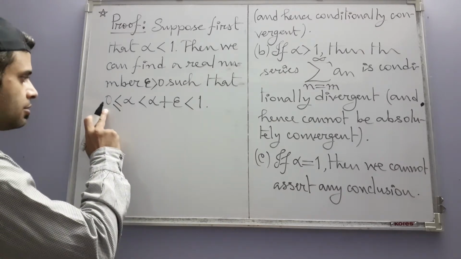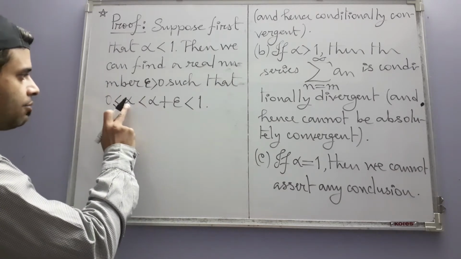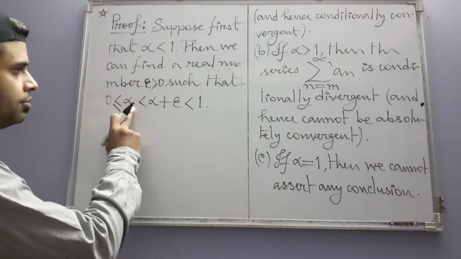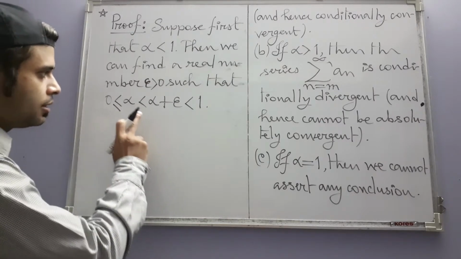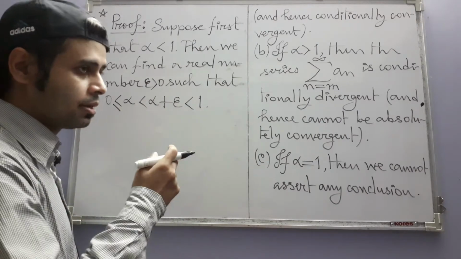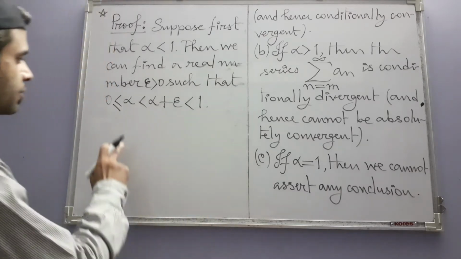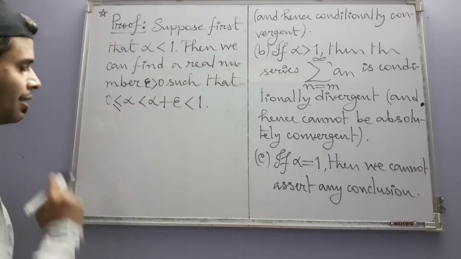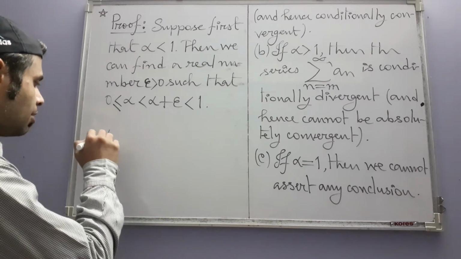Now we need to address two things here. The first one is, how are we getting this? How is it that alpha is a non-negative real number? And the second thing is, where is this epsilon coming from? So let us first see why alpha is non-negative. So what is alpha?